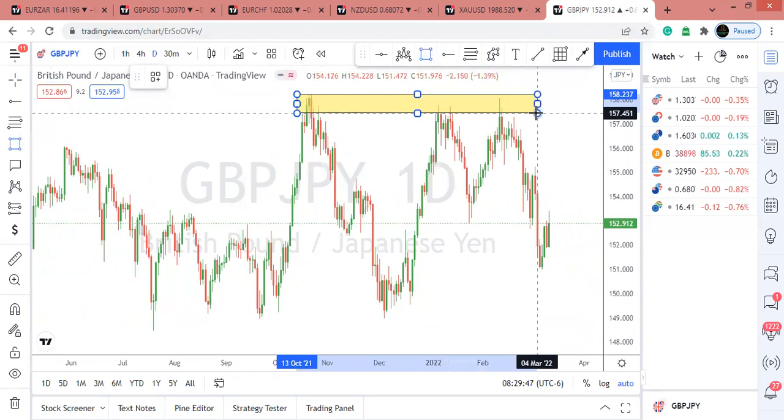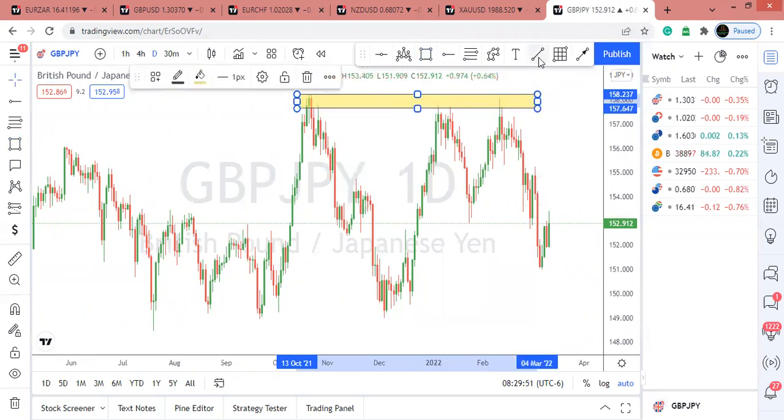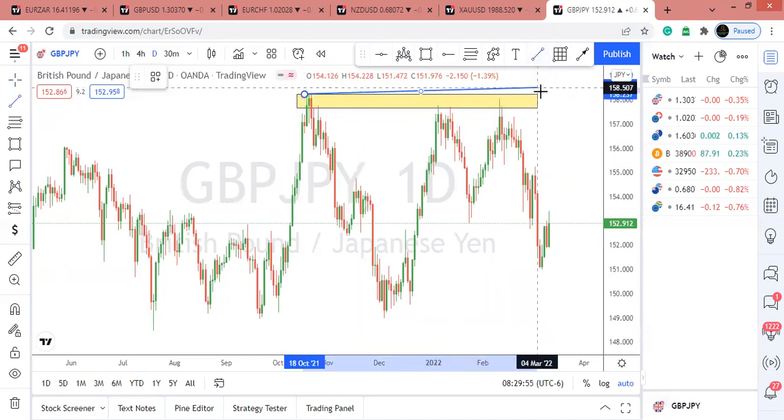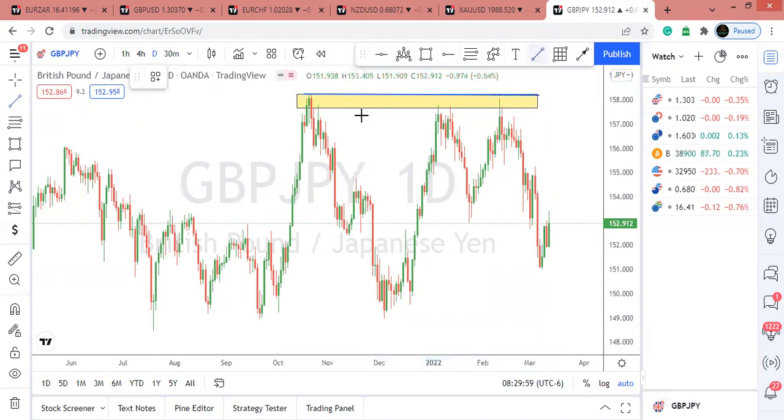Okay, now I have my POI here. Just follow me as I'm doing my drawing. Have my POI. Right. Okay, you see what happened? Price came right into the POI. Then what did you see? A drop. Price returned, then you have a drop.